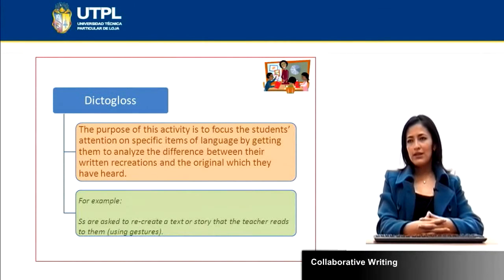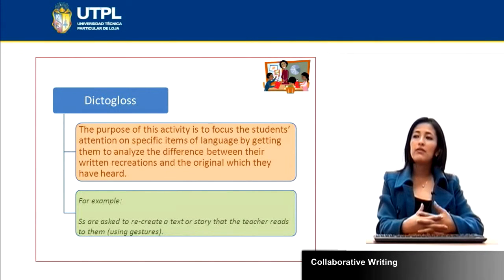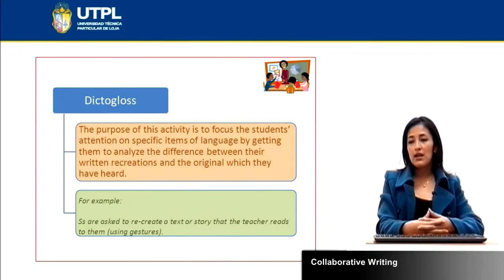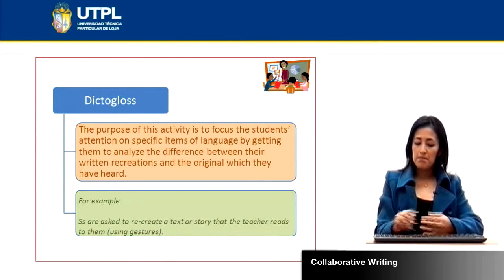Dictogloss. Well, the purpose of using this activity is to focus the students' attention on specific items of language by getting them to analyze the difference between their written reactions and the original which they have heard. So, for example, we can ask students to recreate a text or story that the teacher read to them. In this case, the teacher can use gestures in order for the students to better understand what the reading is about, okay?